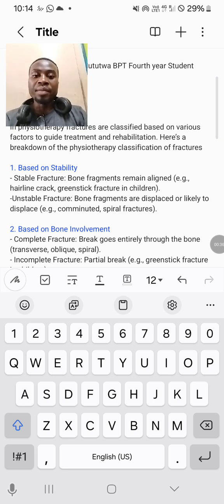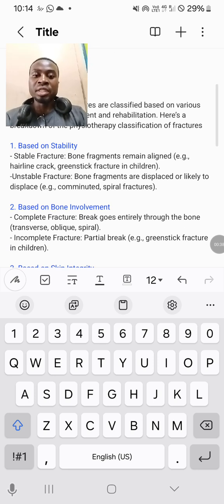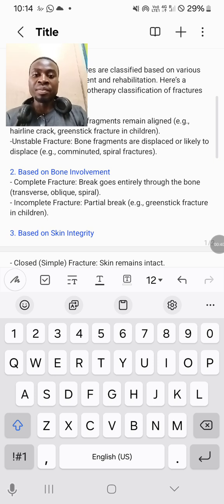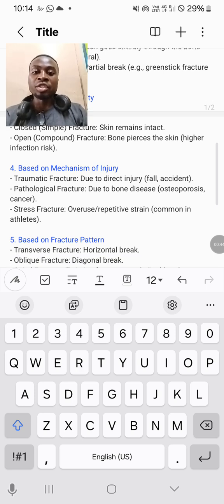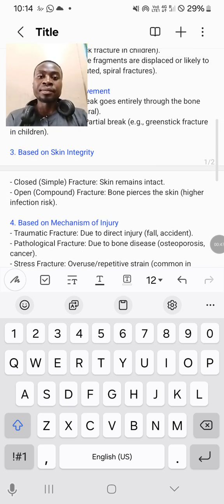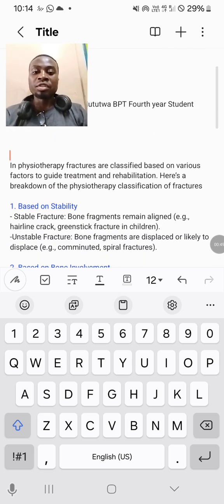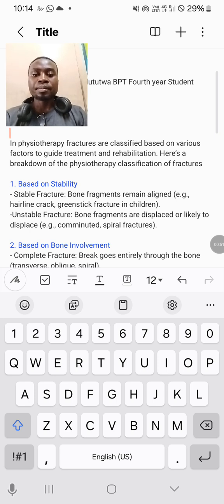One of them is classification based on the stability, another based on the bone involvement, the other based on the skin integrity, and based on the mechanism and also the pattern. Alright, so we start with the stability.